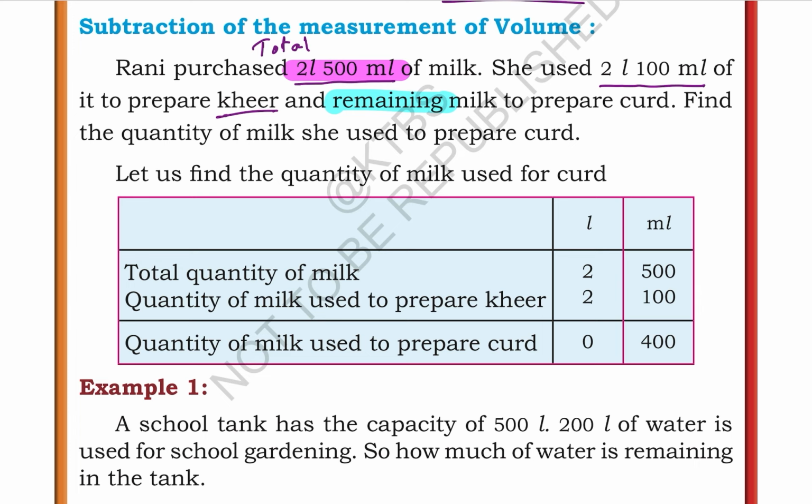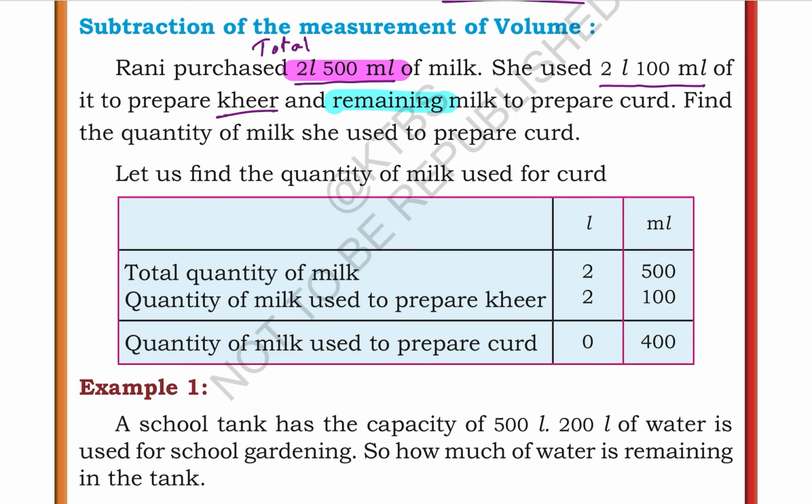Total quantity is already given in the question, so there is no need of addition here. No need of adding anything. Then what we have to do? Total is given, and from that total quantity of milk she used 2 liter 100 milliliter to prepare kheer, and she has remaining milk also to prepare the curd. We have to find that remaining milk.